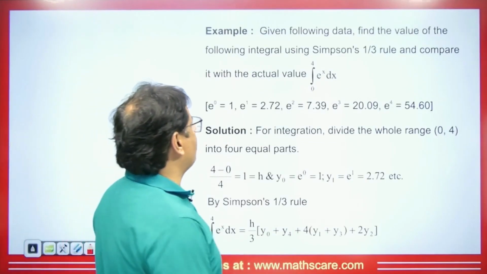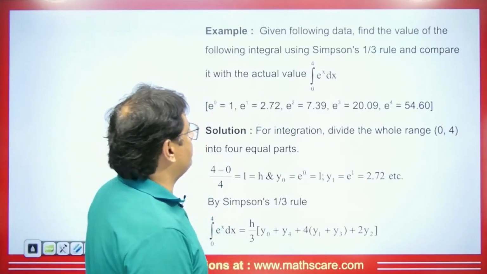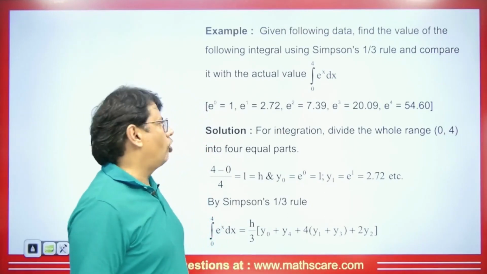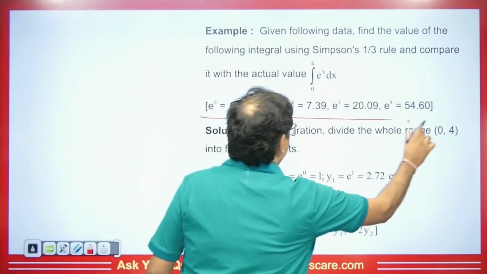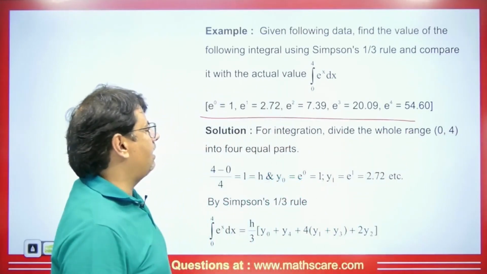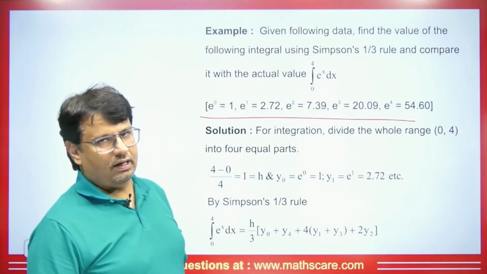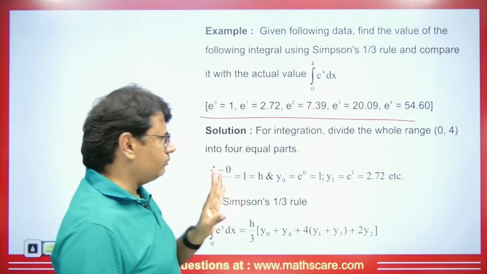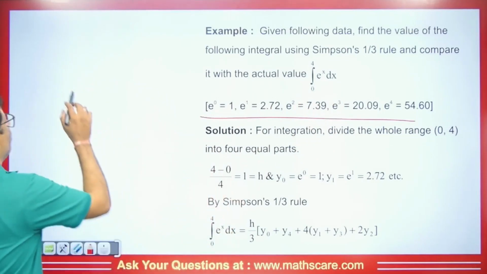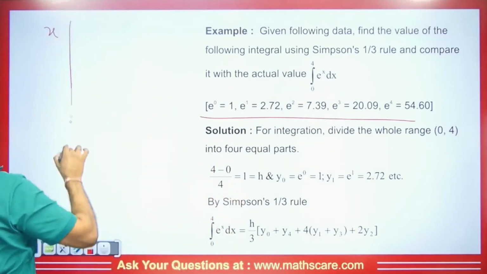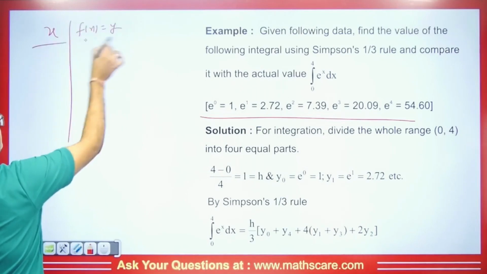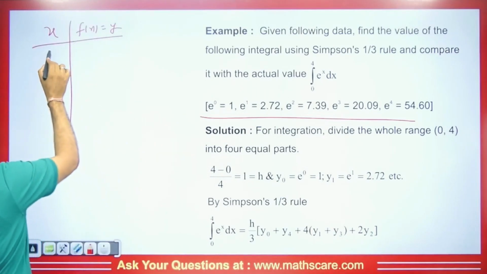Clear? Students, let's see the next question. The question says, given the following data, find the value of this integral by using Simpson's 1/3 rule and compare with the actual value. We already have the value given in the question. Here, y0, y1, y2, y3 and y4 are given in the question. So, you can clearly see that 4 intervals are given here. Whenever we get such a question, we will write x here and the value of f(x), which is y.